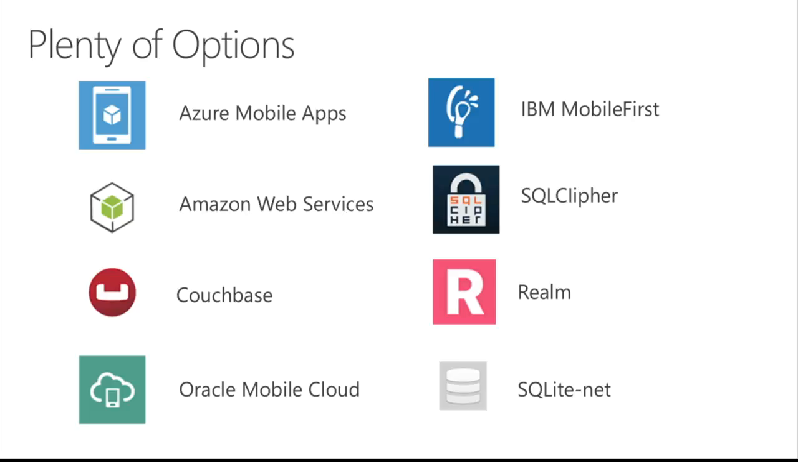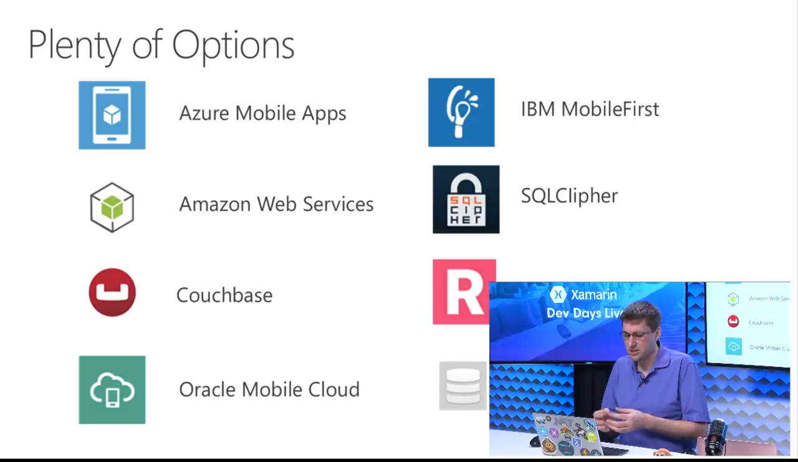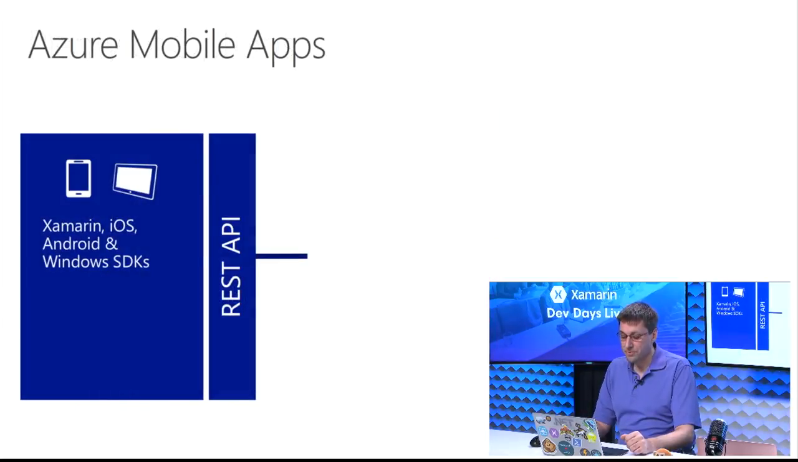Everything beyond that is really second tier things, things like media, search, and cognitive services that were shown off in the last half hour. So there's plenty of options. We're going to concentrate on one. Since we're Microsoft, we're going to concentrate on that first one here, Azure Mobile Apps.